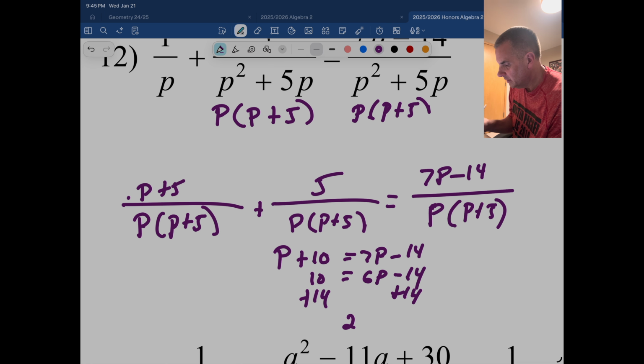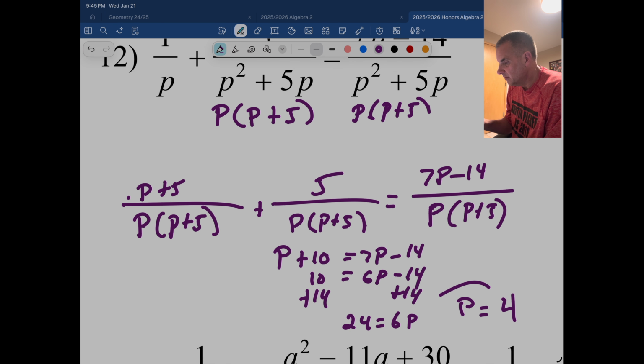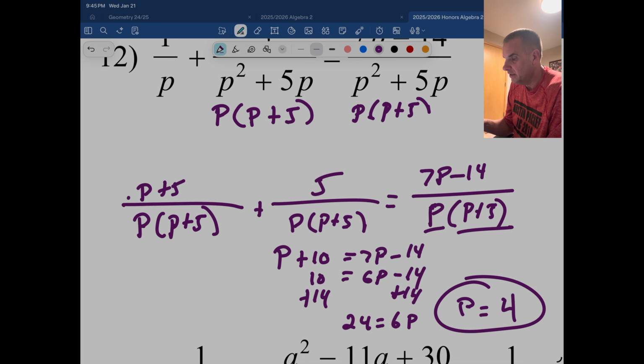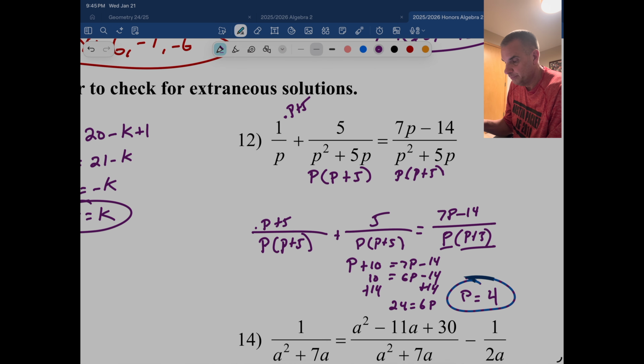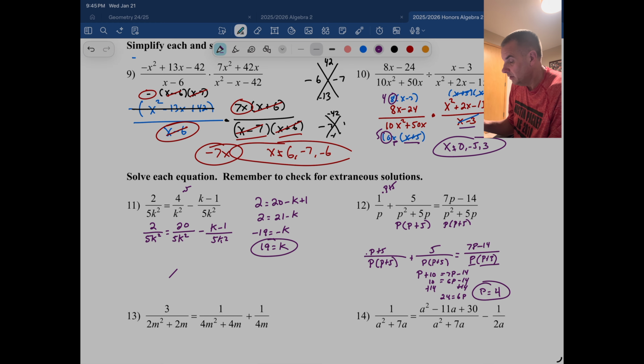So 24 is equal to 6p. P is equal to 4. P is equal to 4. Check and make sure it works. P can't be 0 or 5. We're good to go. Over there, K is just going to be 0.